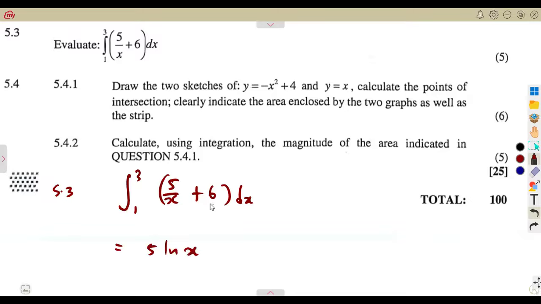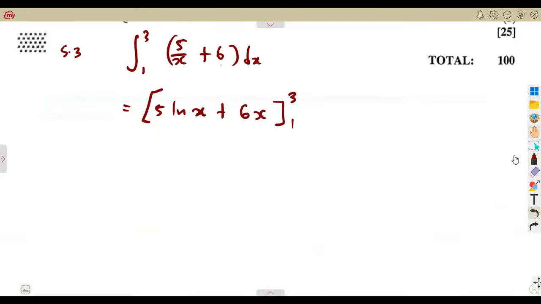6 is a constant. We saw that when working with a constant with respect to x, it is going to be 6x. So this is going to be 6 times x. Then we can apply the limits, which are 3 and 1. So the upper limit minus the lower limit. In place of x, this was going to be 5 ln of 3 plus, in place of x, you substitute a 3, that's 6 times 3 in this case, all right?